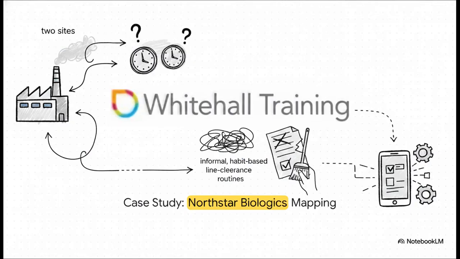To see how this plays out, let's look at a fictional case study, North Star Biologics. When their team actually got out on the floor and physically walked the line to map their process, wow, they found some massive surprises. They discovered entirely undocumented hold times and these informal kind of habit-based line clearance routines that their old paper forms had completely masked.